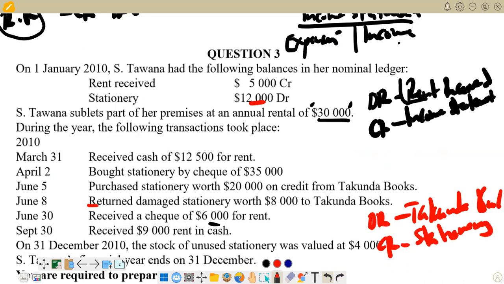So that's what we have. Basically, we know that we are concerned with stationery. So this is the entry that we want. We are crediting stationery. The amount is 8,000. So we go there again.